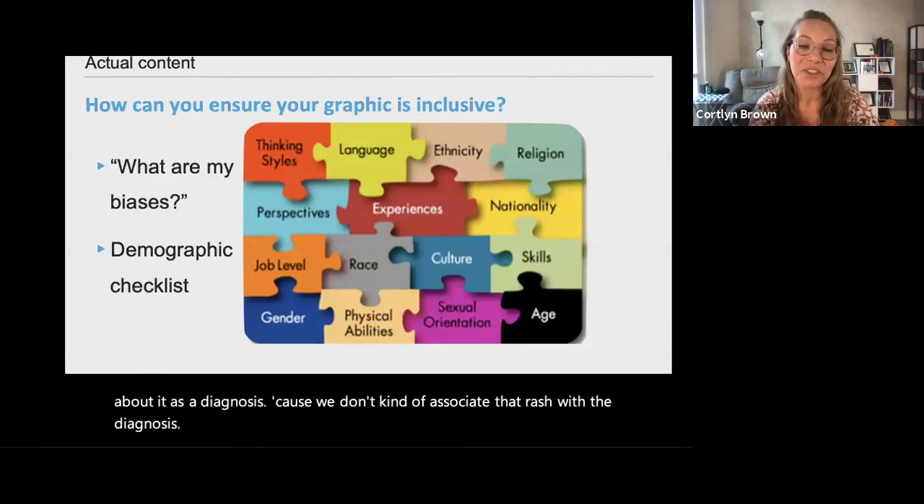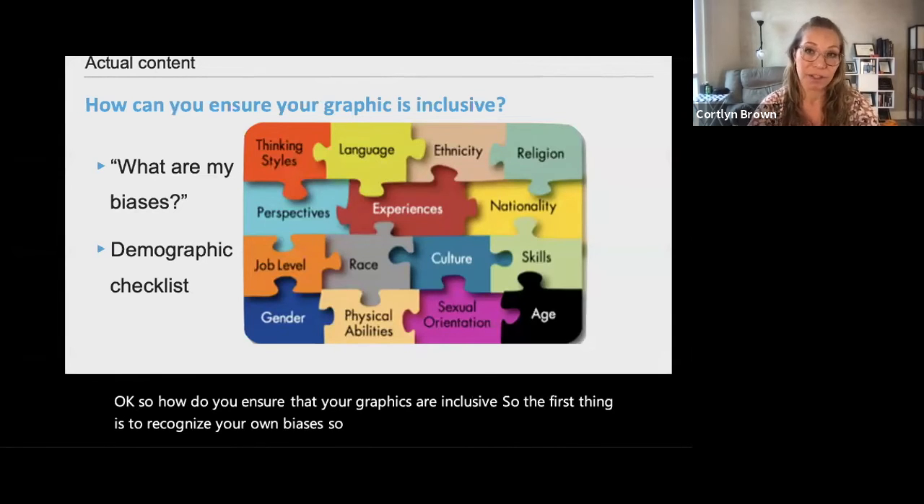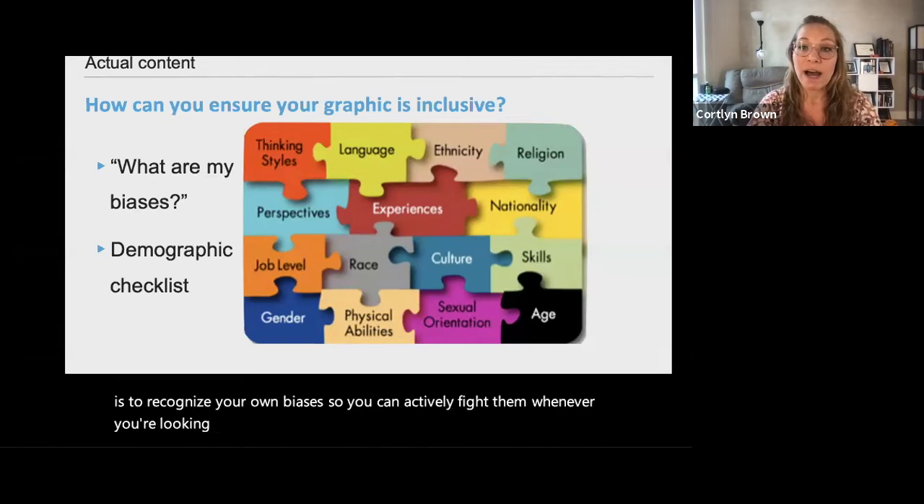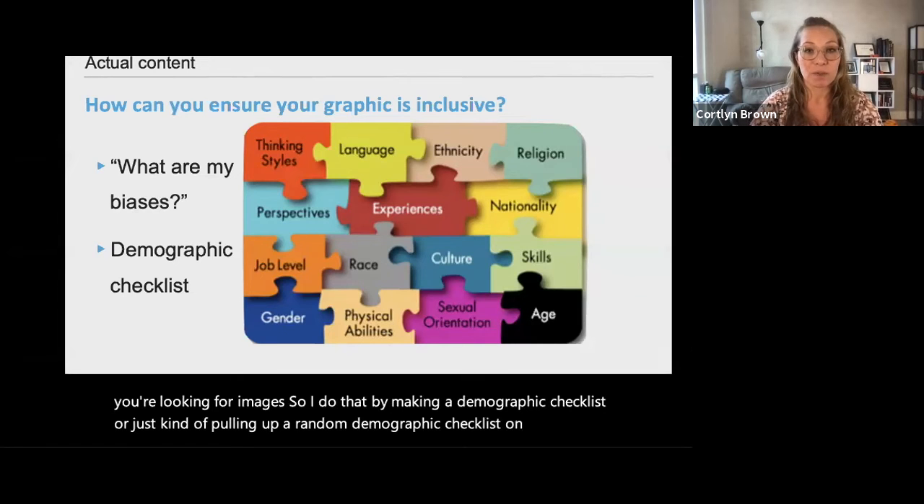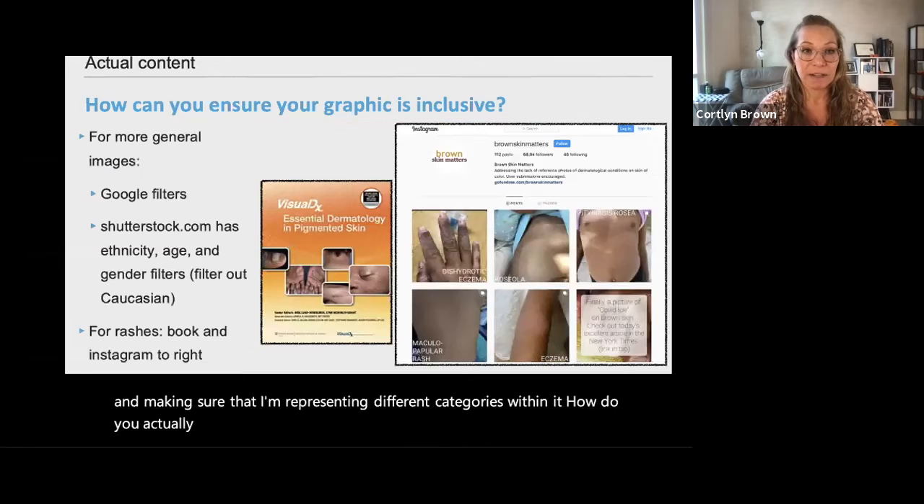Okay, so how do you ensure that your graphics are inclusive? The first thing is to recognize your own biases so you can actively fight them whenever you're looking for images. I do that by making a demographic checklist, or pulling up a random demographic checklist on the internet, and making sure that I'm representing different categories within it. How do you actually find the graphics then?